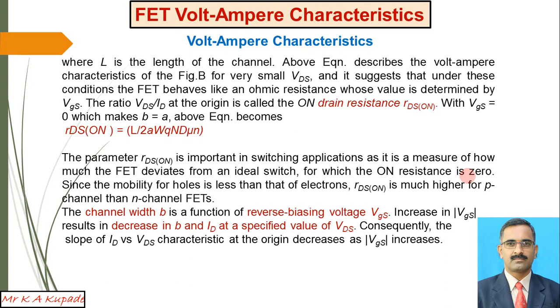Since the mobility for holes is less than that of electrons, RDS is much higher for a P channel than for an N channel. The N channel width b is a function of the reverse bias voltage VGS, and an increase in VGS results in a decrease in b and ID at the specified value of VDS. Remember that. Consequently the slope and all those characteristics vary accordingly.